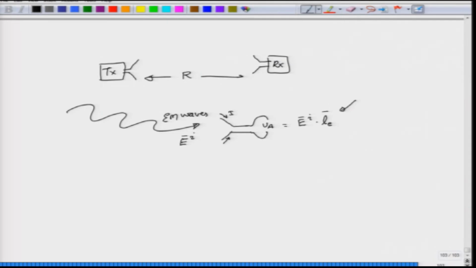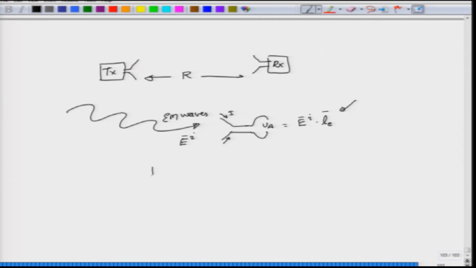You just need to understand that the electric field may be oriented in some manner, the antenna terminals may be oriented in some manner, and the effective length of this antenna will simply tell you the mismatch in the orientation. Okay. When these two are oriented perfectly parallel to each other, then you get maximum voltage across the antenna terminals. If not, the amount of voltage will be reduced, and that is what is captured by the dot product of the EM waves with the effective length.